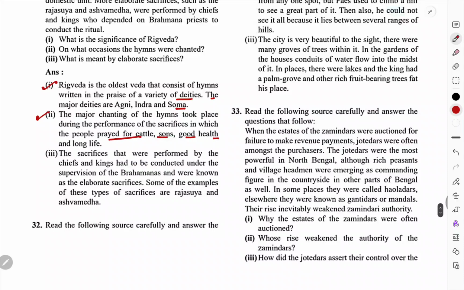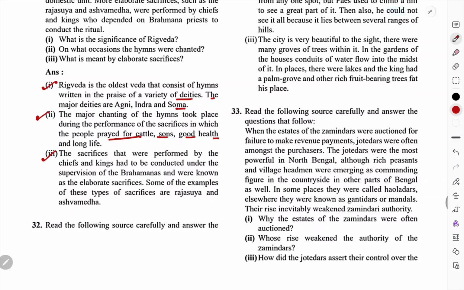What is meant by elaborate sacrifices? The sacrifices that were performed by the chiefs and the kings had to be conducted under the supervision of the Brahmins, and were known as elaborate sacrifices. Some examples of these types of sacrifices are Rajasuya and Ashwamedha.